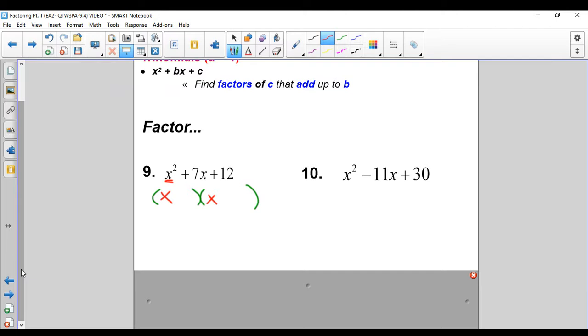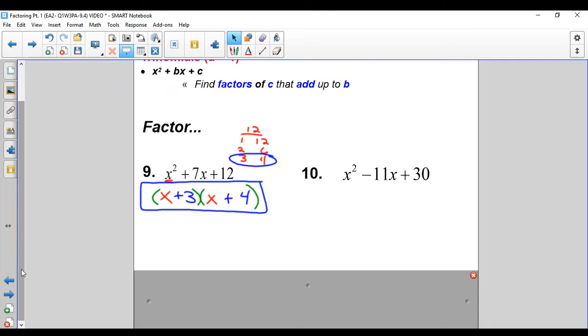We find factors of 12 that add up to 7 in the middle. If you need to list the factors, list the factors. We have 3 sets of factors for 12. Find which set adds up to 7. It's 3 and 4. They're both positive. And there's the factored form. If you were to FOIL it back out, your answer would be what you started with.